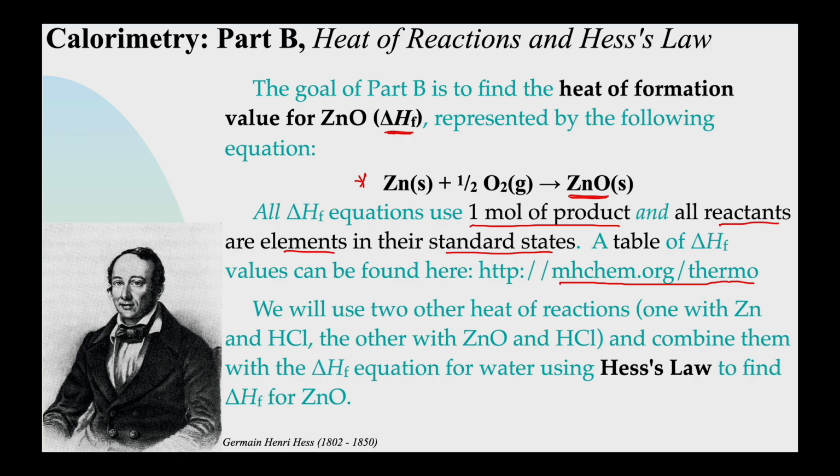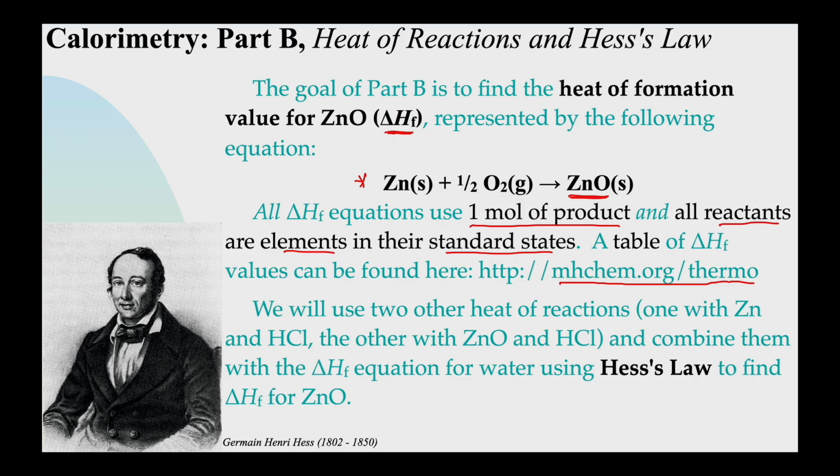In order to find this value, we're going to use 2 other heat of reactions. One of them is going to be zinc and HCl, and the other one's going to be zinc oxide and HCl. Very exothermic reactions. We'll combine those 2 with the third delta HF equation for water, and using all that, we're going to be able to find the value for this delta HF for zinc oxide. And again, this is what uses Hess's law. Hess was pretty clever how he started using these ideas. We'll see how this all works out.